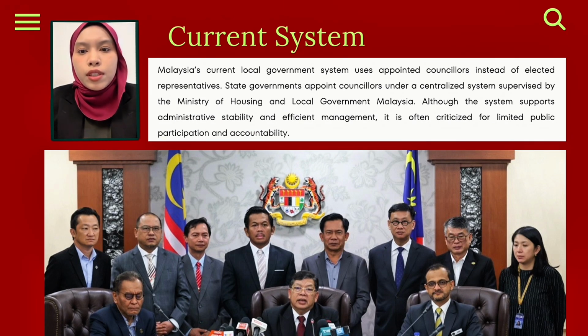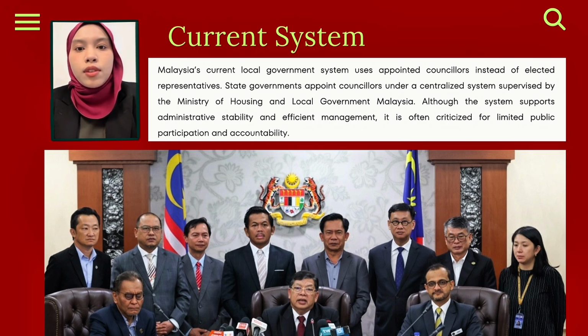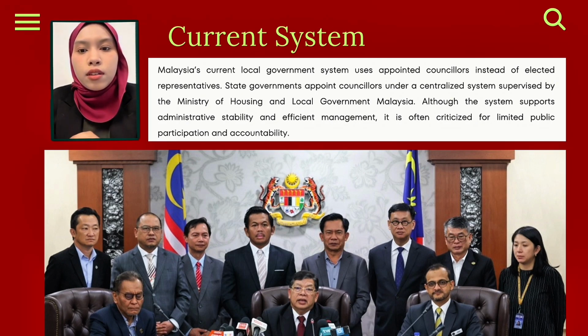Alright, so now I will present about the current system. The current system in Malaysia local government is based on an appointed model. Since the abolition of local elections in 1965, councillors have been appointed by the state government instead of being elected by the public. Local authorities are supervised by the state government and the Ministry of Housing and Local Government Malaysia. This system aims to improve administrative stability and efficiency, especially in urban areas. However, it also raises concern about limited public participation and accountability.